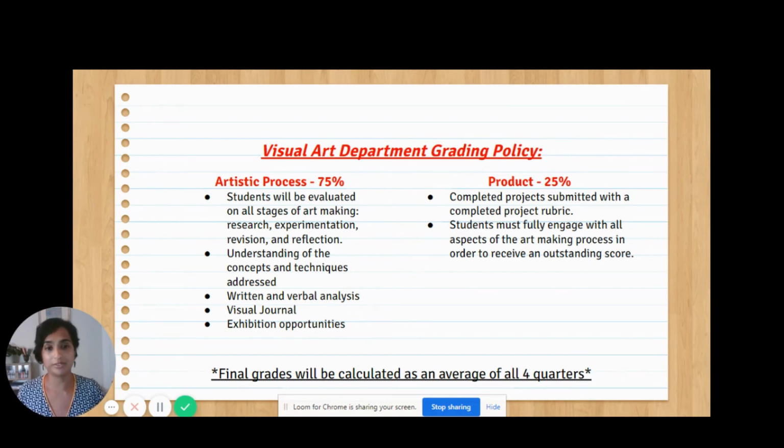Sometimes the product might turn out great, and sometimes the process might have been amazing, but the product may not always match up with what they expected, and that's just part of the process. So we try to balance it out so that we're really focusing heavily on the artistic process. And as students go through the year, they'll find that the quality of their products is going to start getting better and better the more invested they are in the process. The final grade is calculated as an average of all 4 quarters.